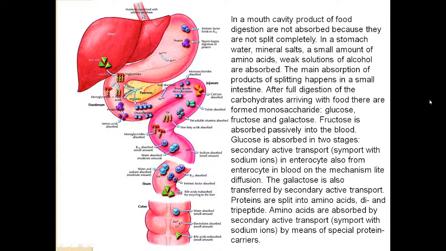After full digestion of the carbohydrates arriving with food, there are formed monosaccharides: glucose, fructose, galactose. Fructose is absorbed passively into the blood. Glucose is absorbed in two stages: secondary active transport, symport with sodium ions into the enterocyte, and then from the enterocyte into blood by the mechanism of facilitated diffusion. Galactose is also transferred by secondary active transport.